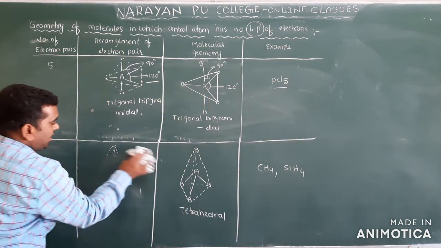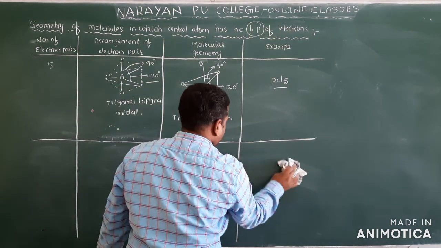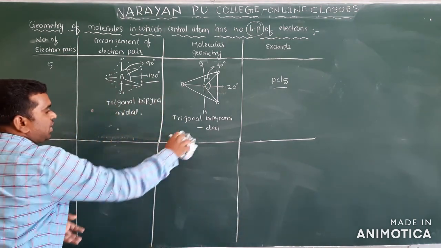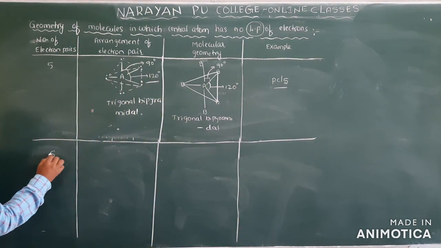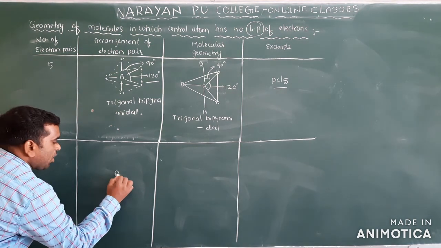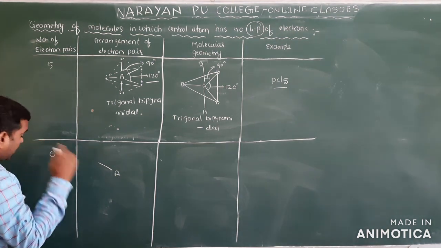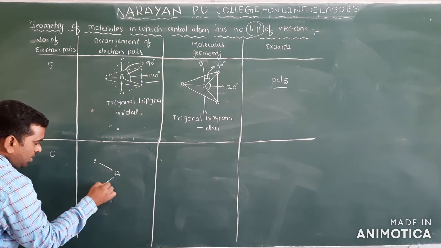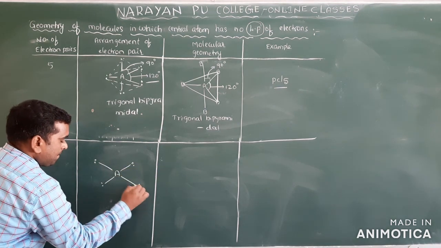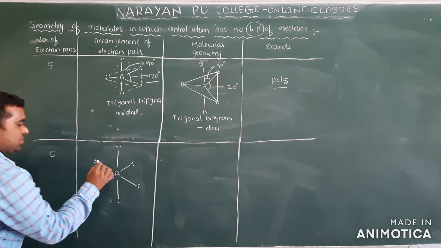So the last one is six electron pairs. Seven I will also discuss, but seven is rare. So next one, six electron pairs are there. If six electron pairs are there, then how will they arrange? They arrange octahedrally. So here there will be a pair of electrons.